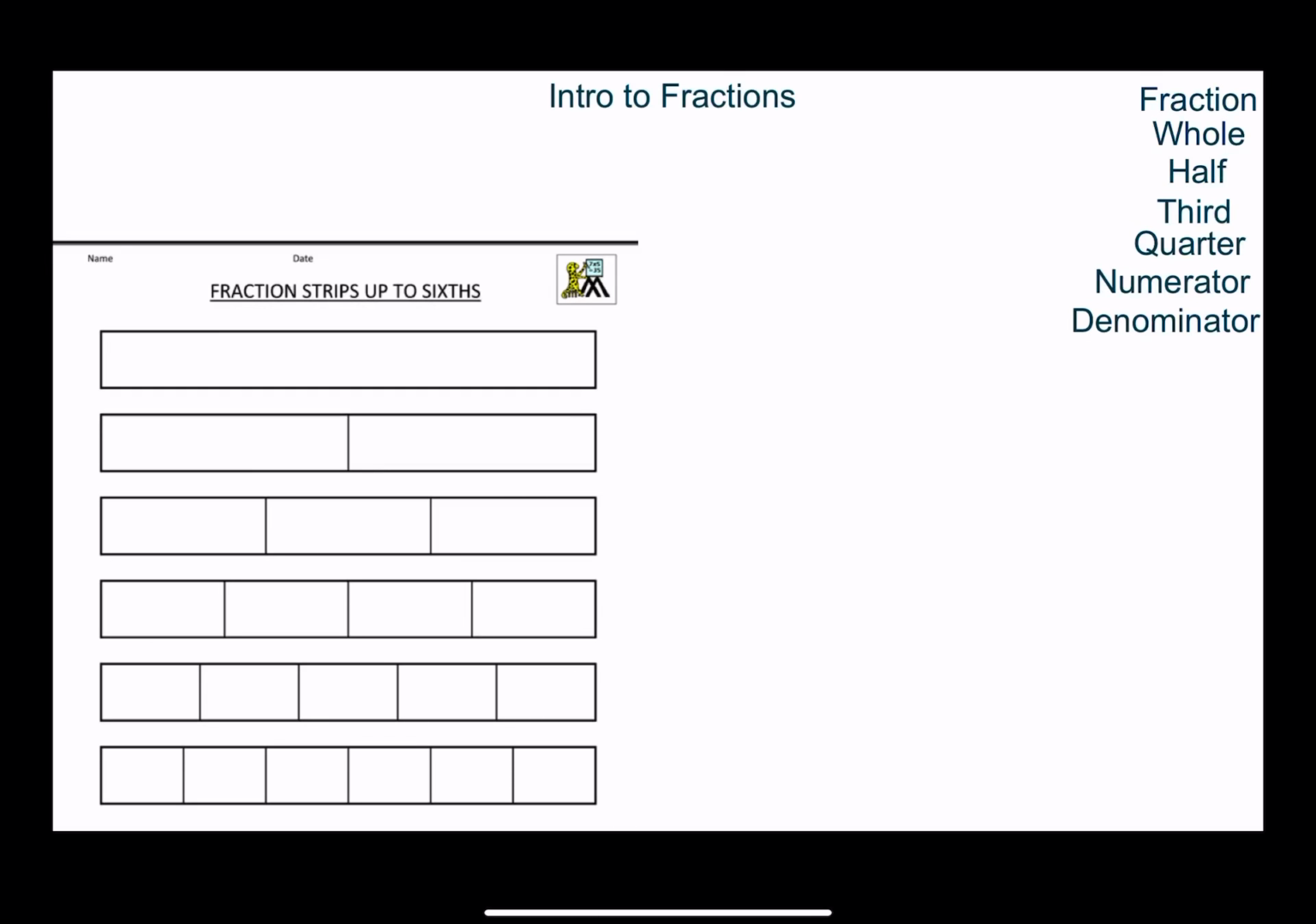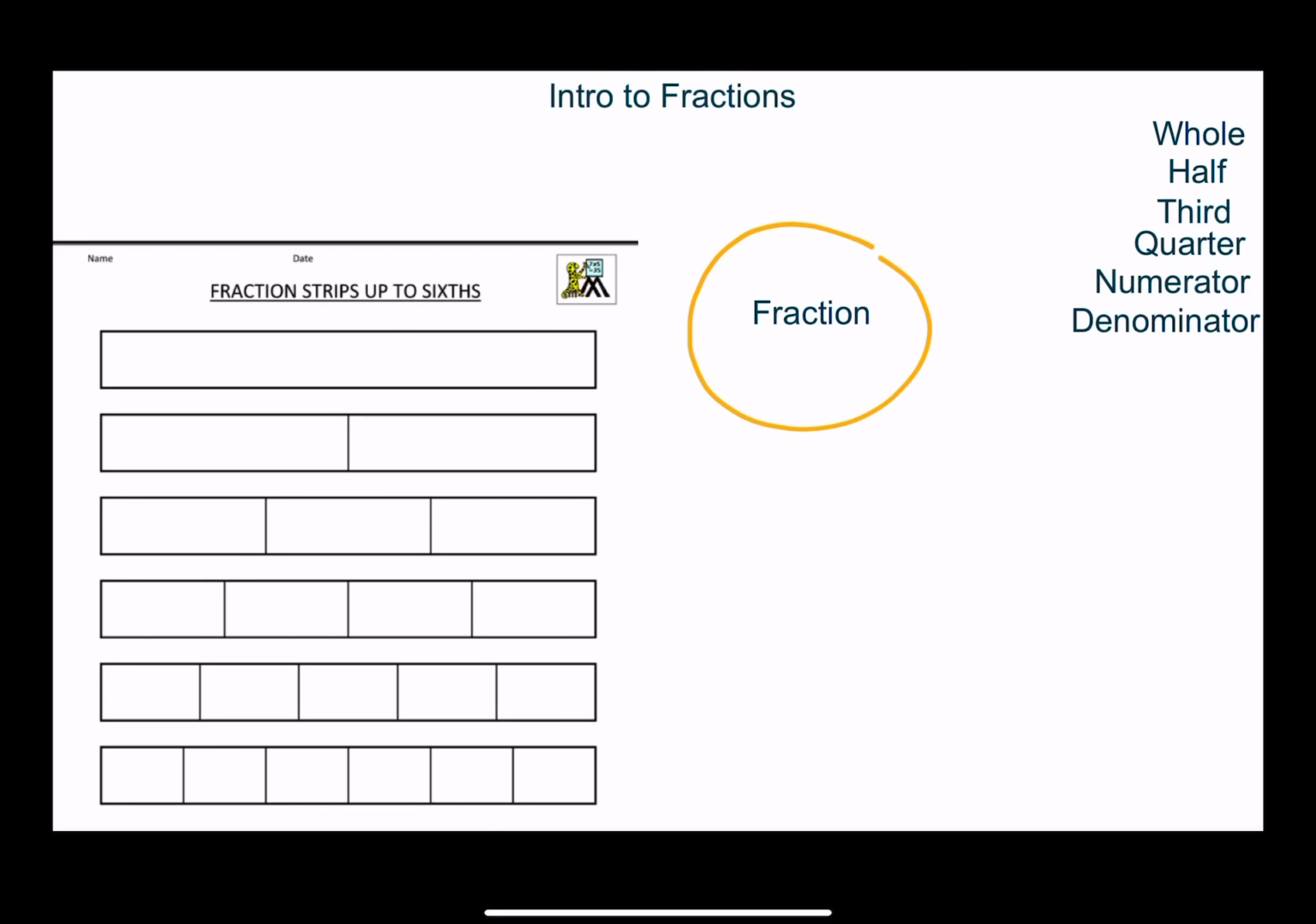This is an introduction to fractions. Today we're going to be going over some basic vocabulary, what fractions look like, and how they're written. The first thing we're going to talk about is what is a fraction. A fraction is part of a whole.